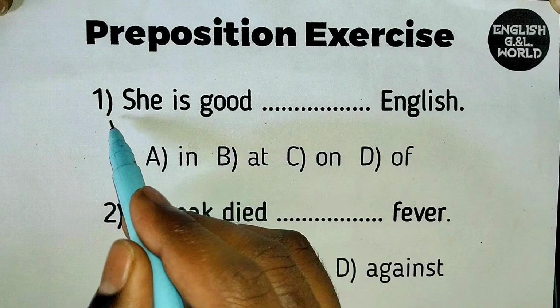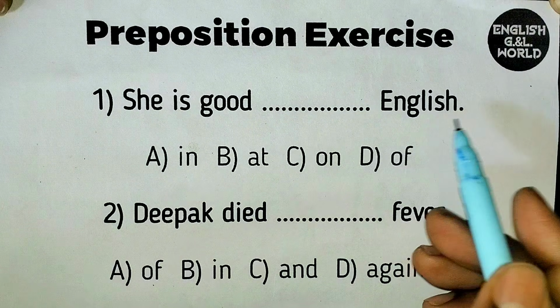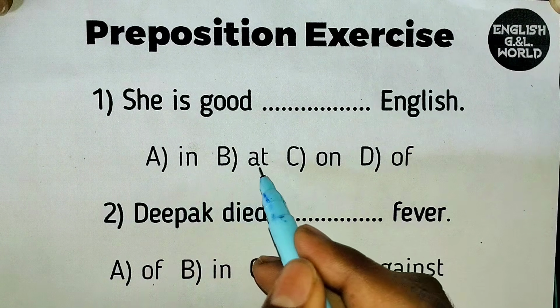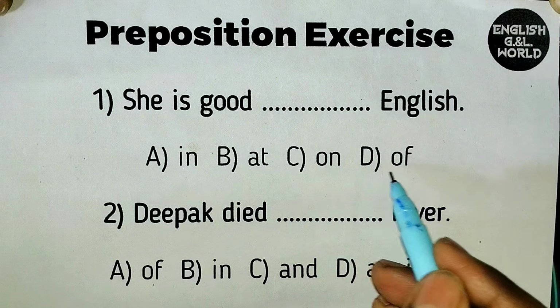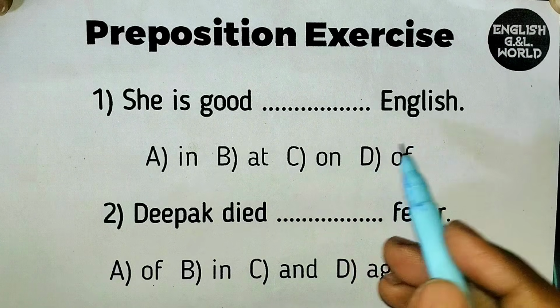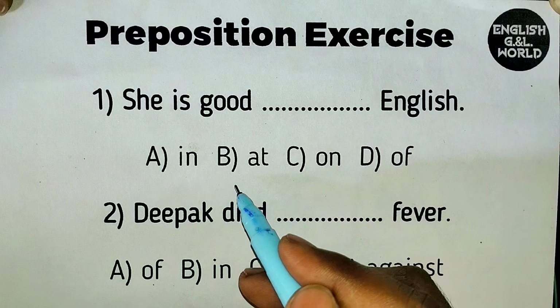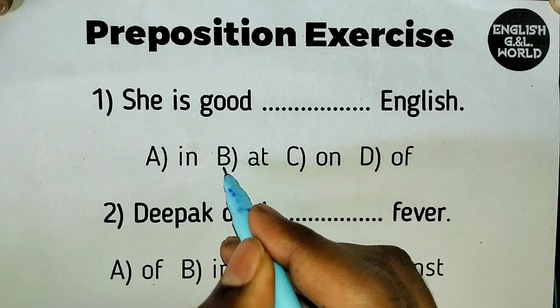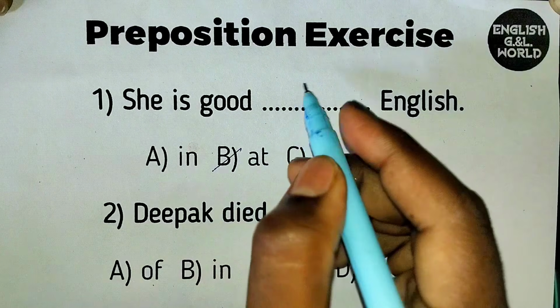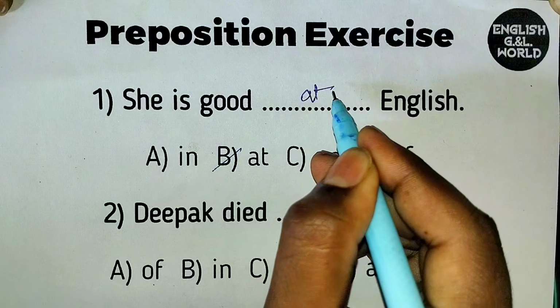So the first is, she is good dash English. Option A in, option B at, option C on, or option D off. Which one is right? So look, good at English is the right choice. So the right answer is at. She is good at English.